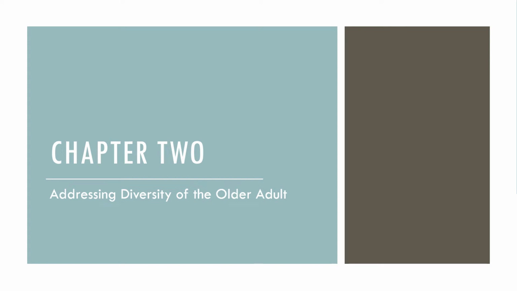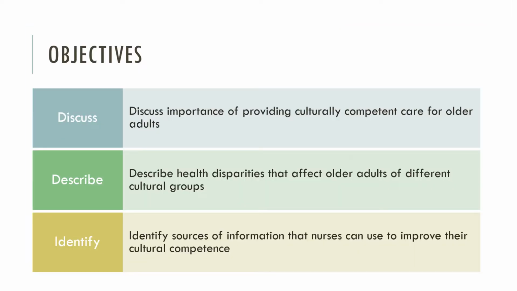This is an overview of Chapter 2 in our Miller book regarding addressing diversity in the older adult. Through the readings and through the lecture, we want you to discuss the importance of providing culturally competent care for older adults, describe health disparities that affect older adults of different cultural groups, and identify sources of information that nurses can use to improve their cultural competence.